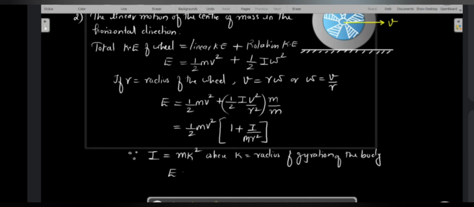So E I will get is equal to half mv square into 1 plus, this is going to be I, which is m k square upon m r square. So this m and m is going to cancel out. So we'll get k square upon r square. Okay, so this is the formula we get, total kinetic energy of a rolling body. So this covers the theory part of your chapter number 7, that is system of particles and rotational motion.